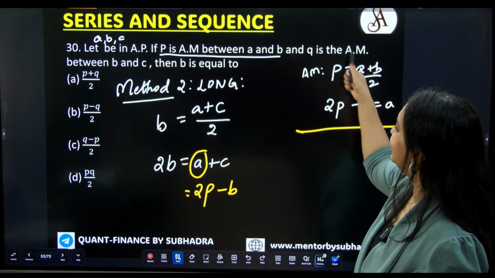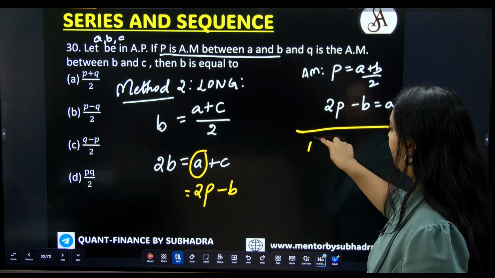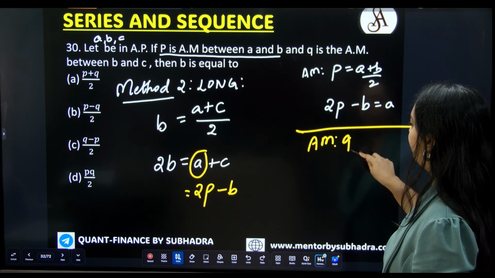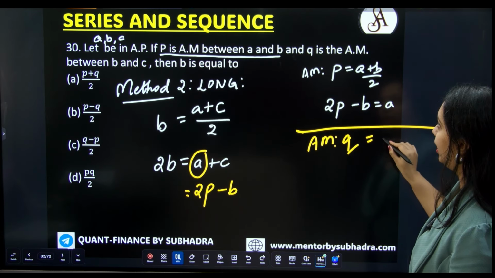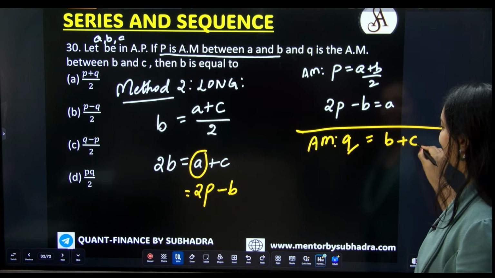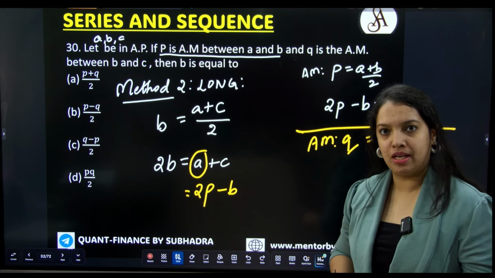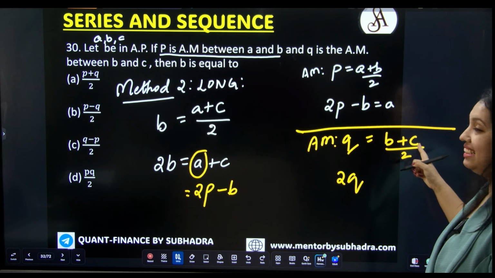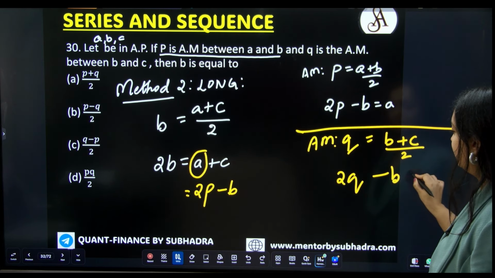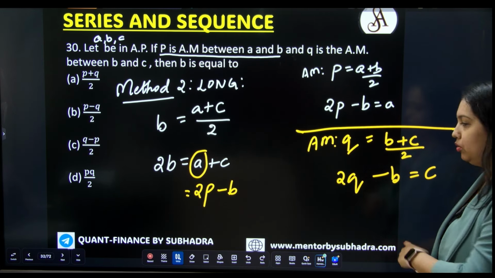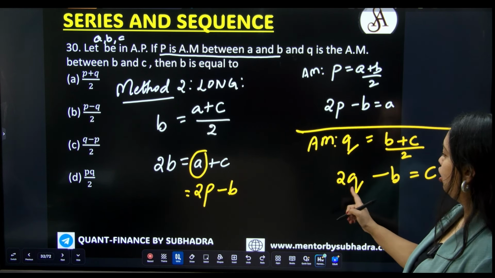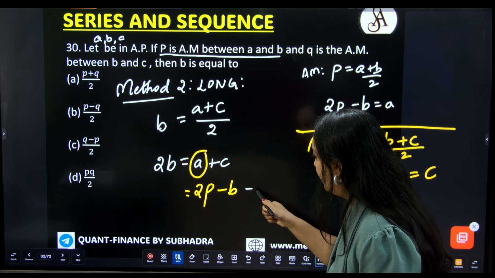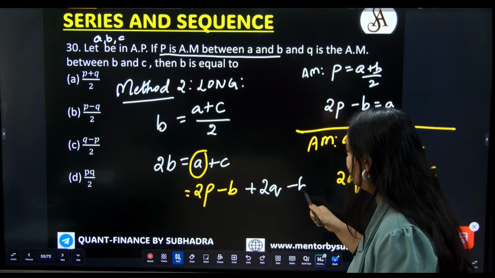Next, Q is the arithmetic mean between B and C. Again, one more arithmetic mean. They have given Q is equal to the arithmetic mean between B and C, so B plus C divided by 2. Here I will take 2 to the left hand side, it will become 2Q. Take this B to the left hand side, minus B is equal to C. Why am I doing this? I will take the C value as 2Q minus B.